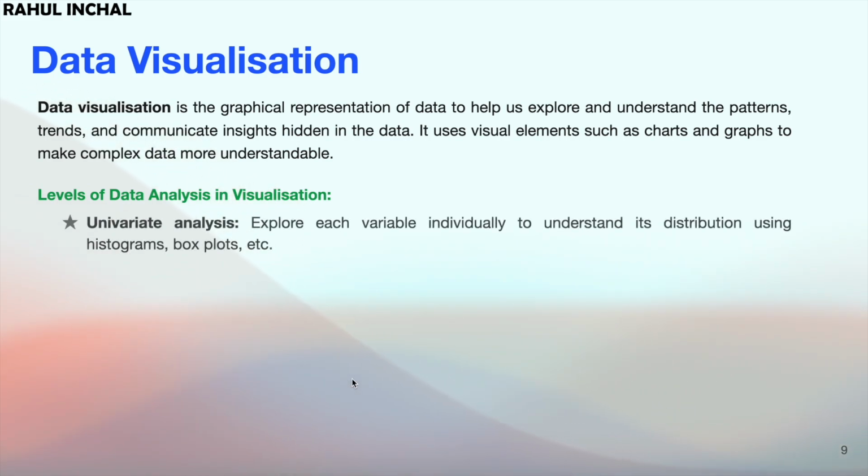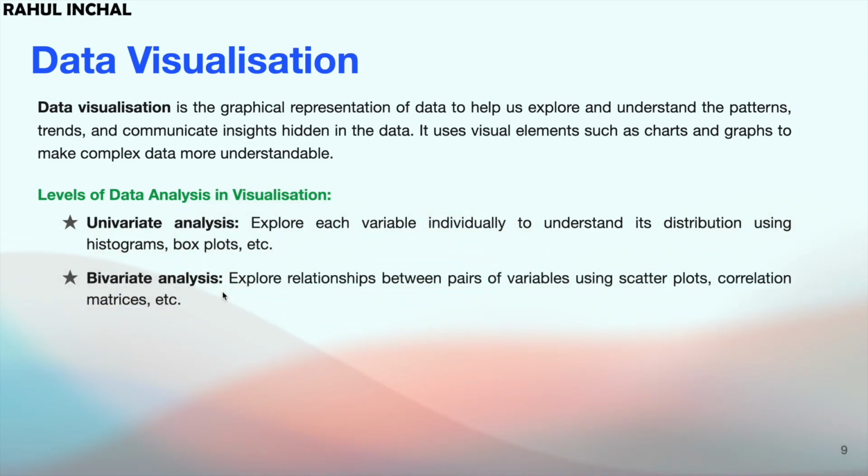Levels of data analysis in visualization: univariate analysis, in which only one column or one variable is involved, and for that we use histograms or box plots. Histograms for seeing how spread the data is, box plot to see what is the minimum value, what is the maximum value, how spread the data is, what is the first quartile, the second quartile, the third quartile, what is the median, and so on.